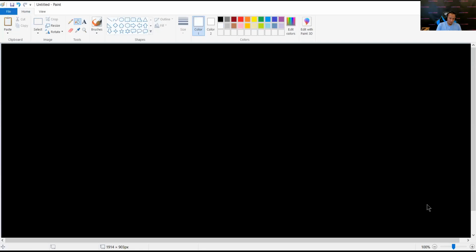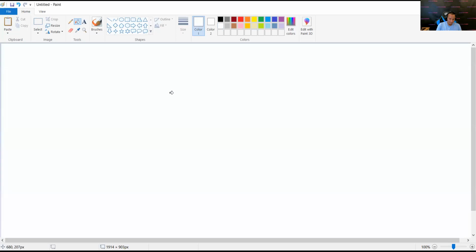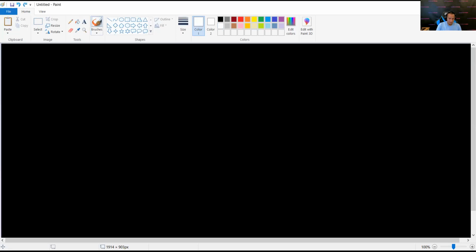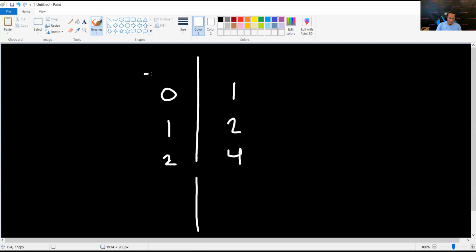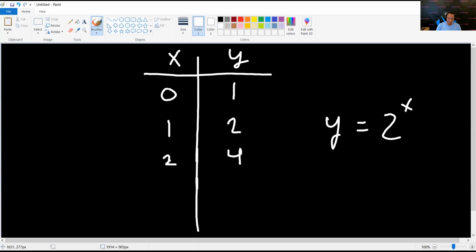I'm gonna share my screen right here, and here's how it works. On the first day, you have 1 penny. Then after 1 day, you have 2 pennies. After 2 days, you have 4 pennies, and so on. This is a nonlinear function. It's characterized by y equals 2 to the x power. Basically, you double it every time a day passes.